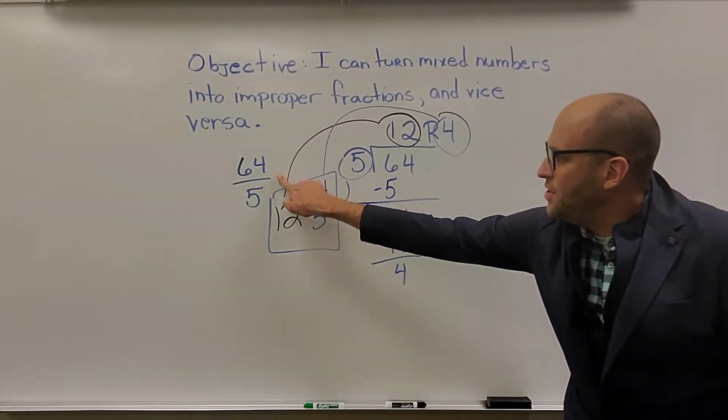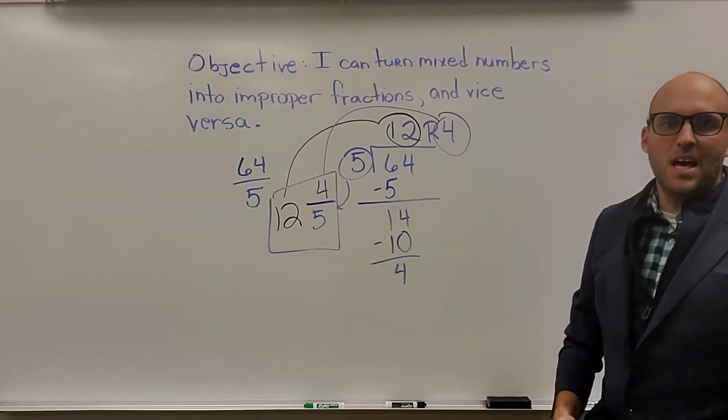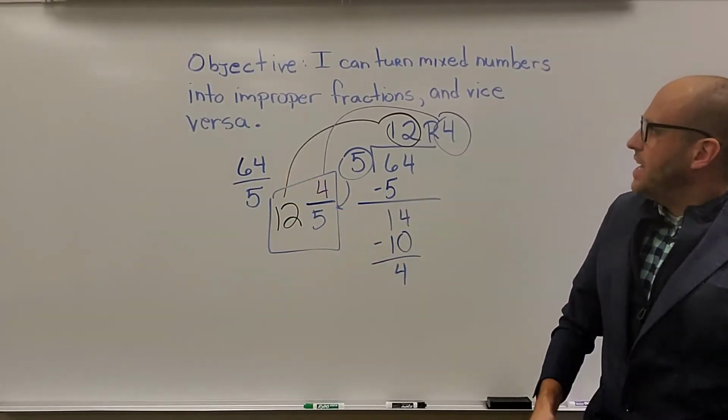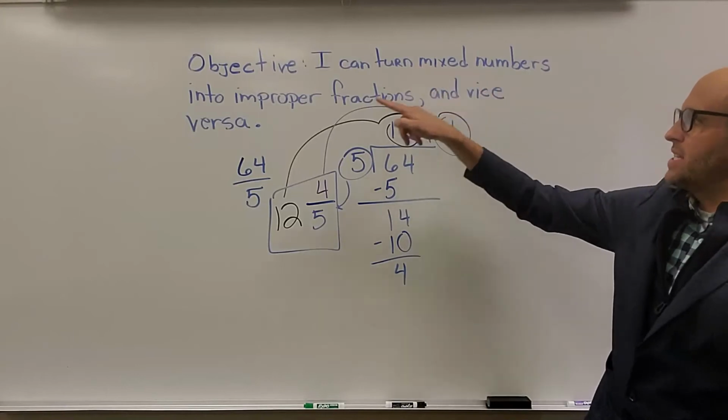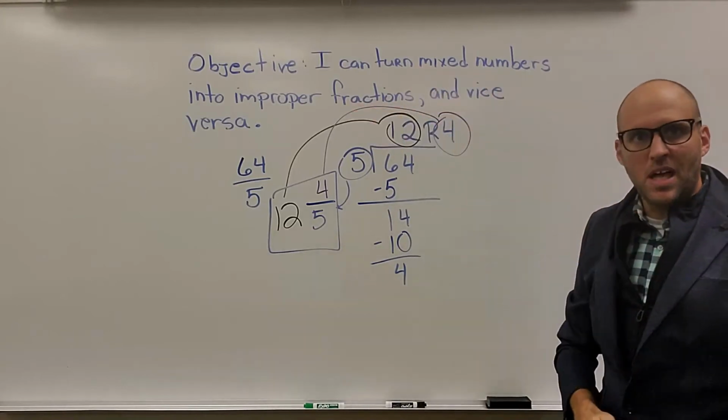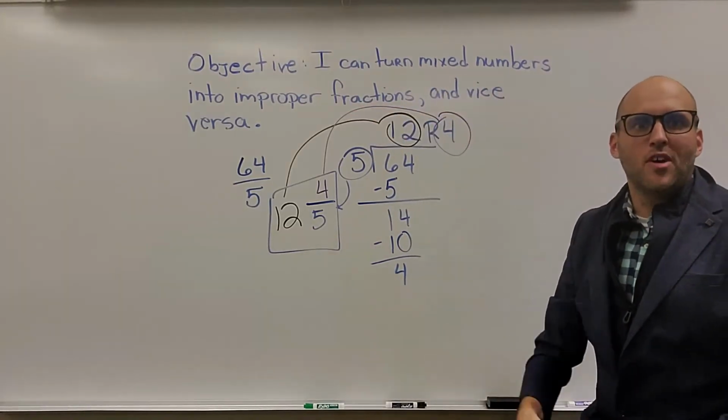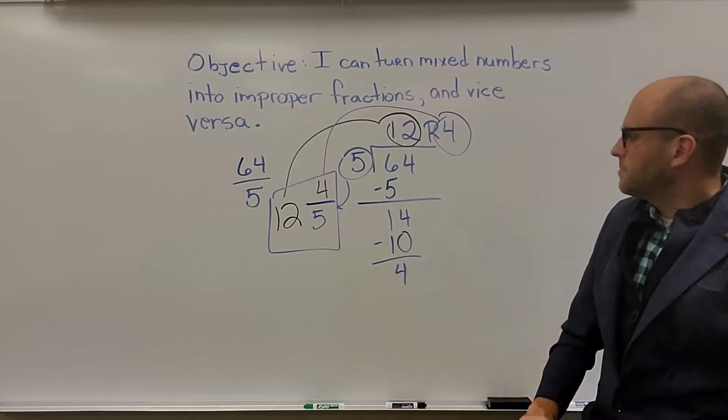So what we have to do here is instead of multiplying, we have to divide. So that's a good thing to remember. When you're changing a mixed number to an improper fraction, you're multiplying. When you're going from an improper fraction to a mixed number, you're dividing.